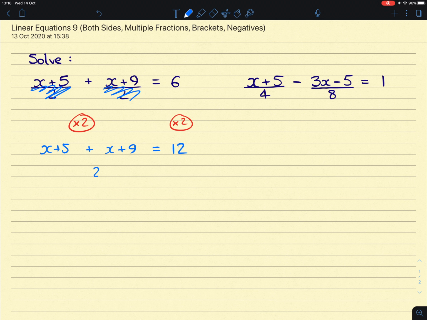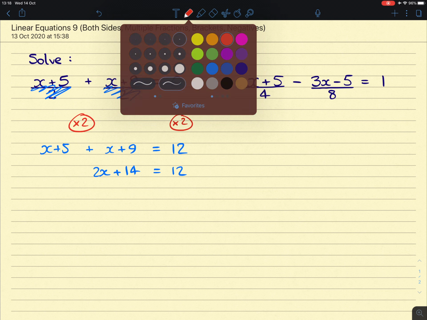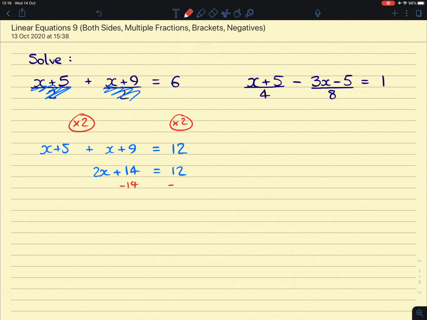We then tidy up the left-hand side to give us 2x plus 14 equals 12. And then we're going to rearrange from there. So we'll take away 14 from both sides. And then we're going to divide by 2. We'll get x is negative 1.